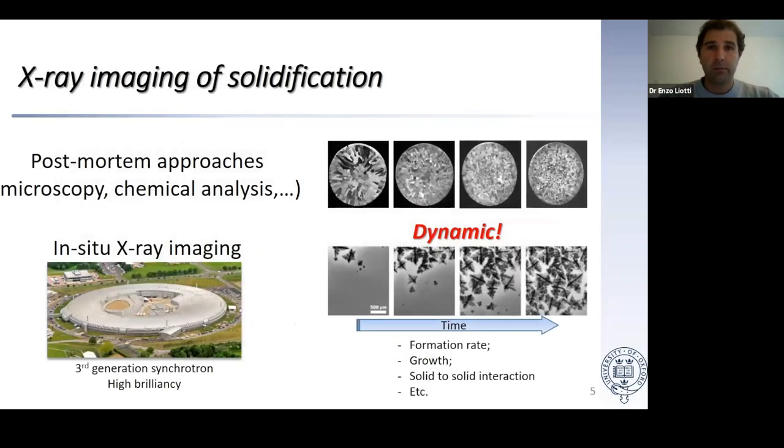Traditionally, metallurgical studies in general, and the study of nucleation in particular, have been done post-mortem. There is quite a long history of research in this field, but it's all done by microscopy or chemical analysis of post-mortem samples. So you prepare 10 samples with different conditions, and then you cut them up and look at them with a microscope.